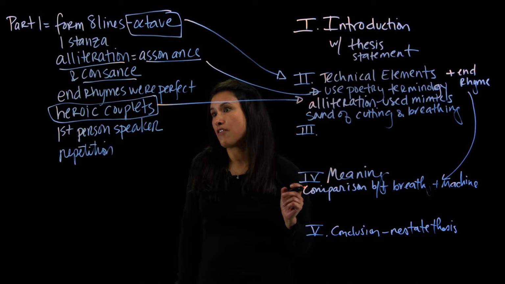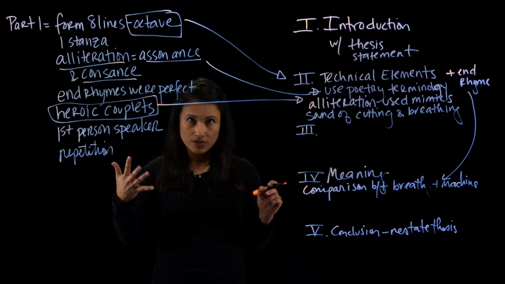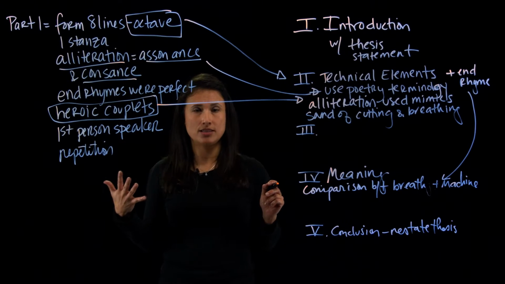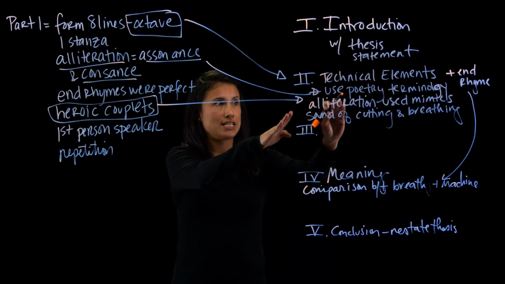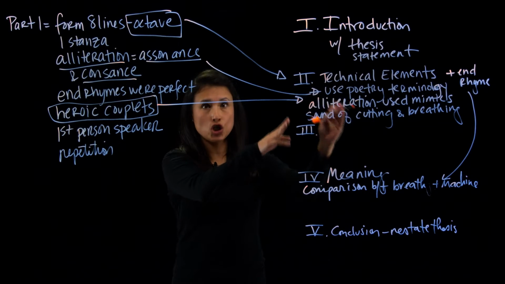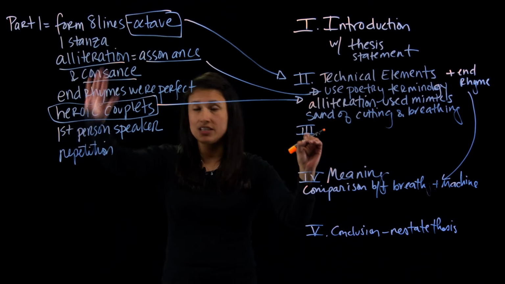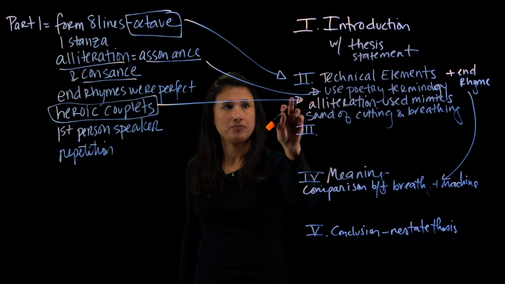Next, what else did we discover? That he's a first-person speaker. He's giving us like a witness account of something, okay? And then the repetition. Repetition being he wants us to get the point. So we're going to put all of those ideas of technical elements. So in 2, you're going to identify what you know about the poem, all of the technical aspects. Then we're going to move to the second body paragraph.